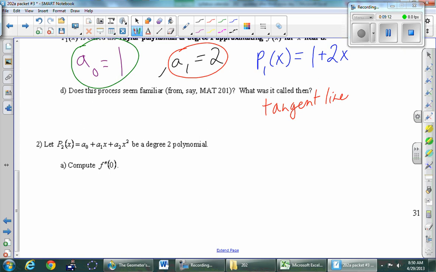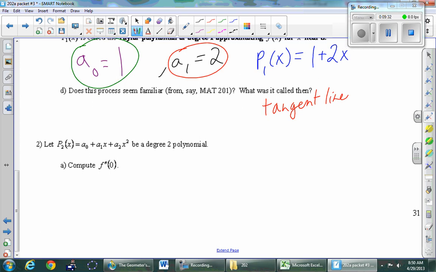Question so far? Okay, so that's a whole lot more work than finding the tangent line the normal way. So I'm not saying this is an improvement to our old way of finding a tangent line, but now we're going to go beyond tangent line to a place we haven't gone before. So we'll start here in number 2.